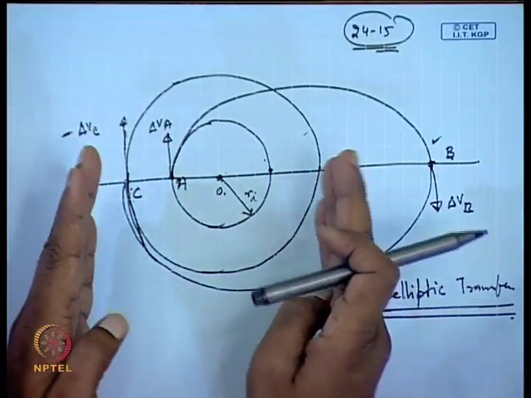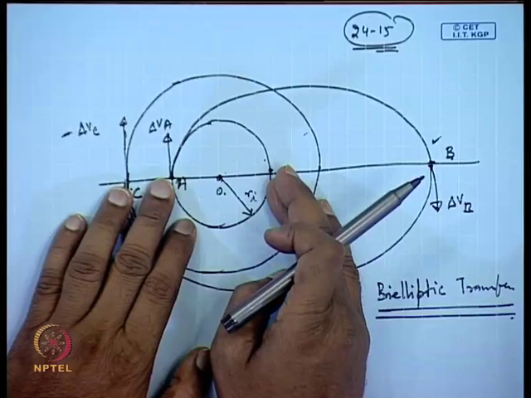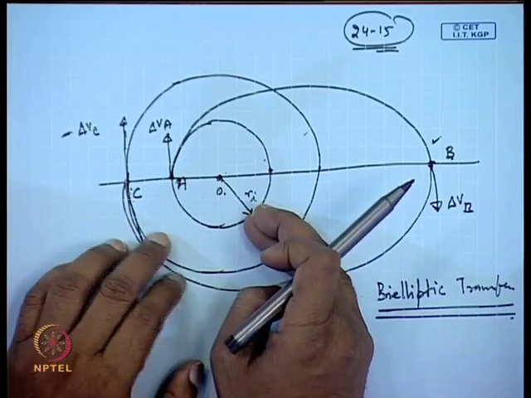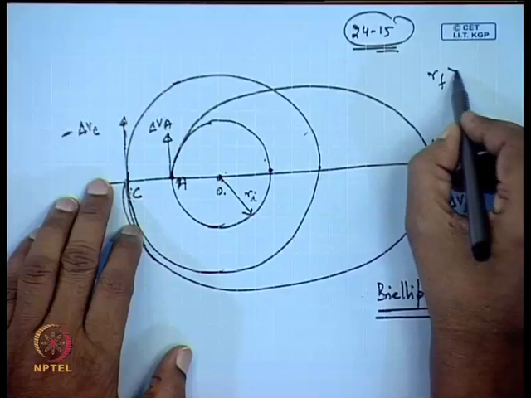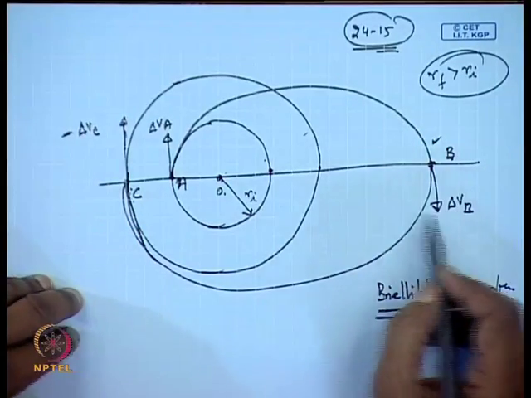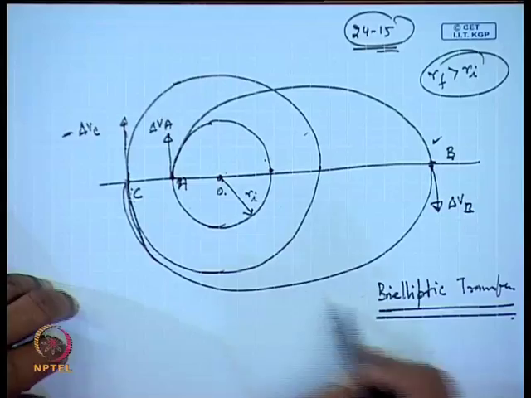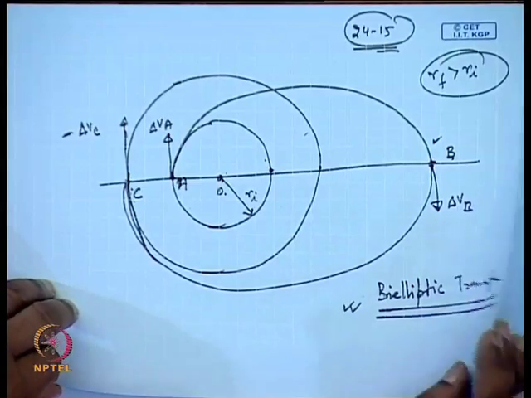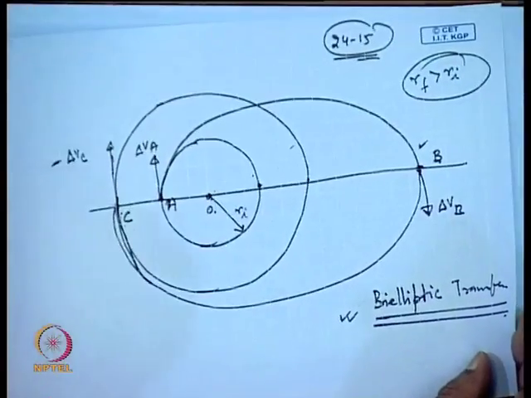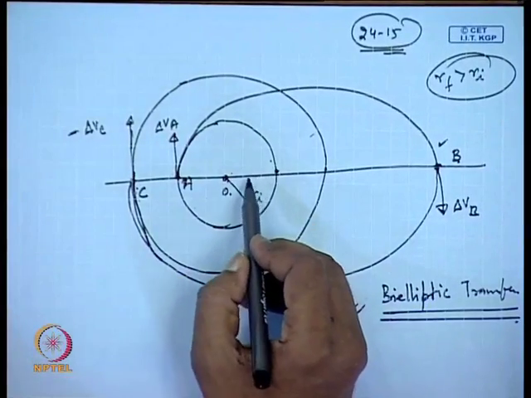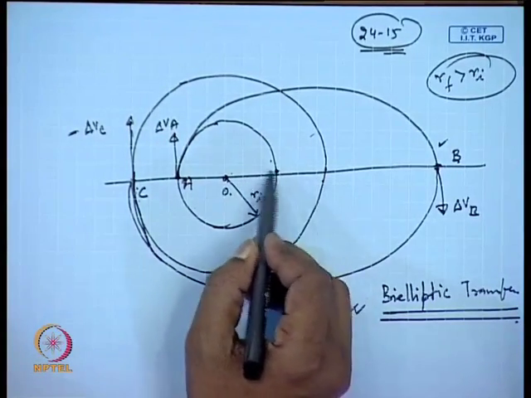So, the question here can be posed as: given two orbits of radius r_i and r_f, where r_f is greater than r_i, find out whether the Hohmann transfer or the bielliptic transfer will be more efficient. So, before we go into the bielliptic transfer, we need to work further on how much energy is required in the Hohmann transfer as we increase the radius of the circle r_f, and this we have done earlier also.